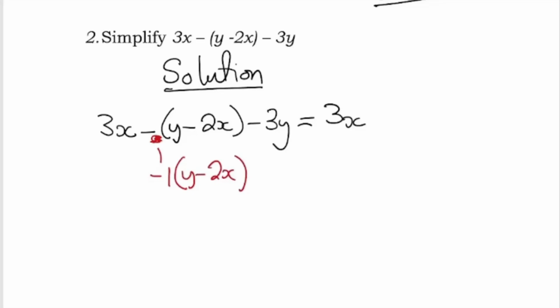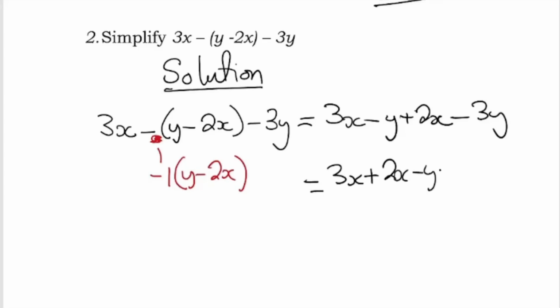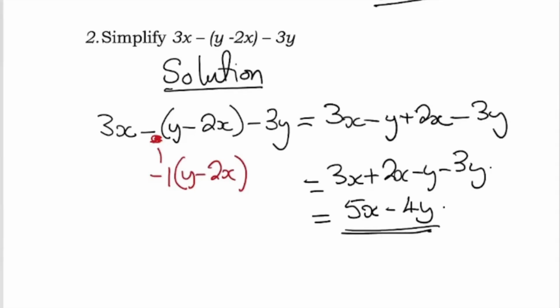That's how it is. And so with that understanding, we can now say negative 1 times y will give us negative y. The negative 1 times negative 2x will give us plus 2x. And then we have our minus 3y at the end there. When we collect like terms, we're going to have 3x plus 2x minus y minus 3y. If we add these which are like terms, we have 5x, and these also we add, which are like terms, we have minus 4y. So this is our solution.